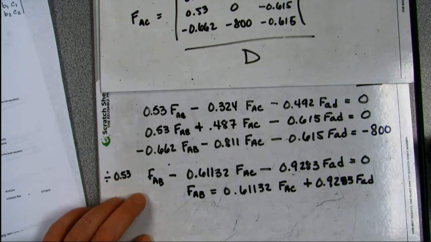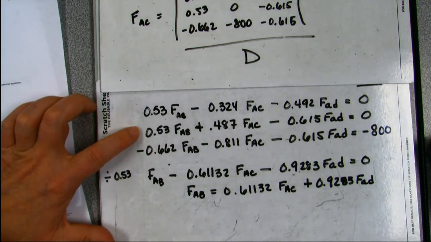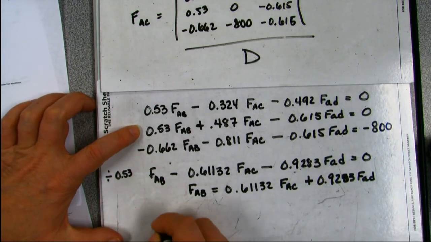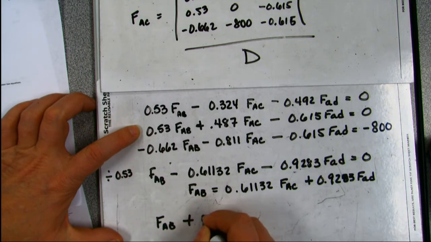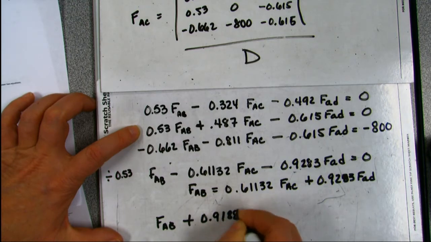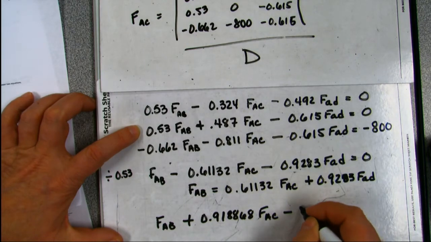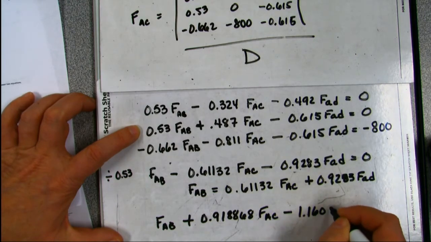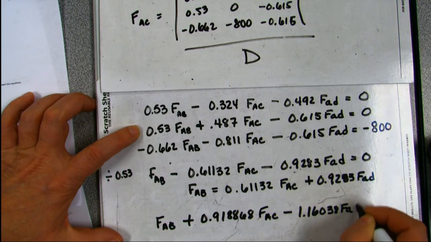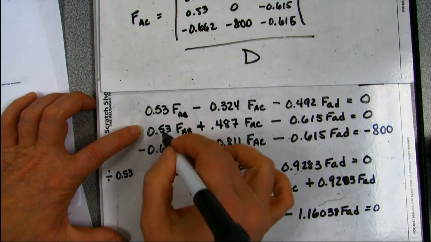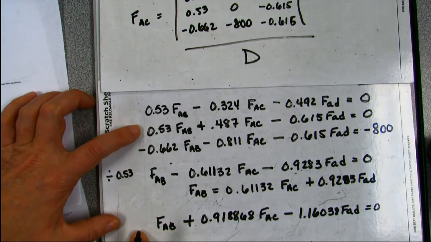Okay? I'm going to divide this one by 0.53 as well. That number becomes 0.918868 FAC minus 1.16038 FAD is equal to 0. So this is this one divided by 0.53. Plug that into there.